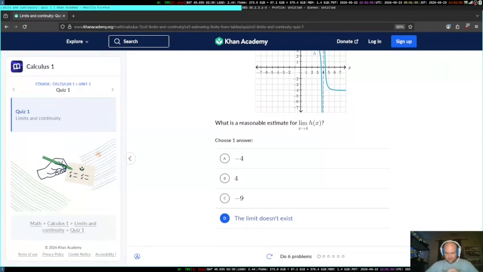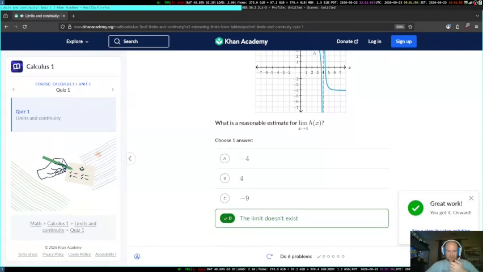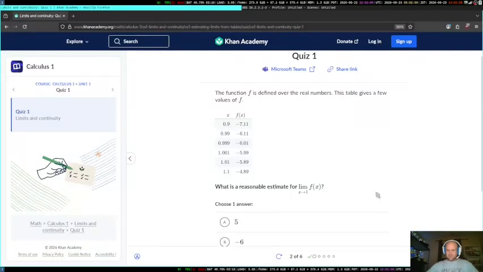Let's do check. Ooh, see, I've got the, what are they called? I got the Skinner box reward. So it's like gambling. That's how I know I got the question right, because I got the good sound effect.